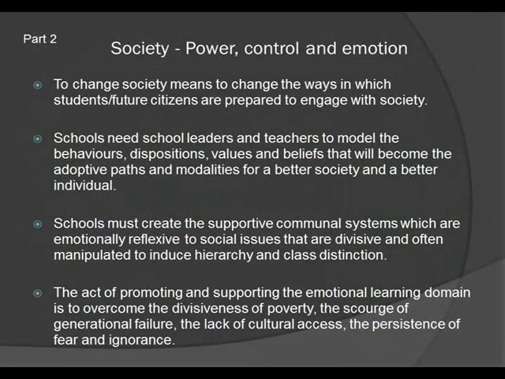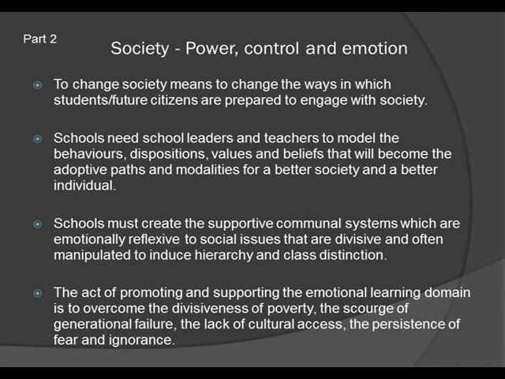Part 2. Society, Power, Control, and Emotion. To change society means to change the ways in which students/future citizens are prepared to engage with society. Schools need school leaders and teachers to model the behaviors, dispositions, values, and beliefs that will become the adoptive paths and modalities for a better society and a better individual.